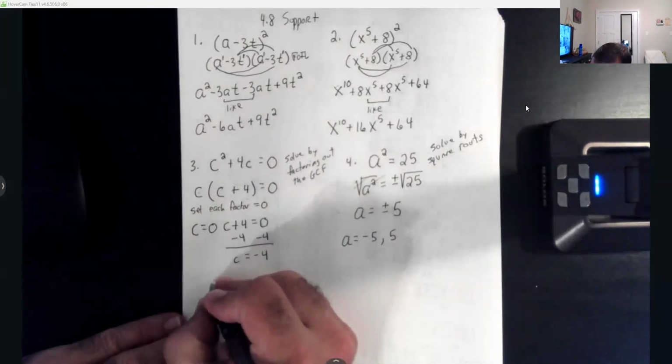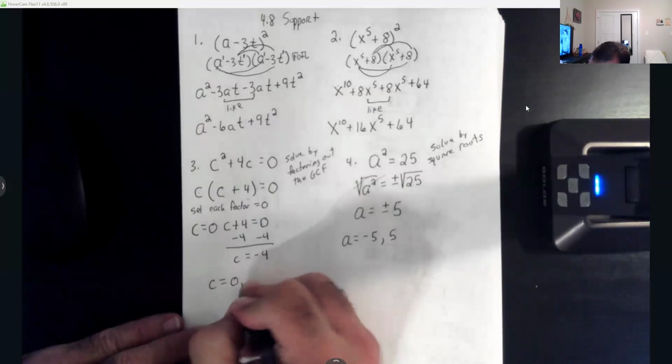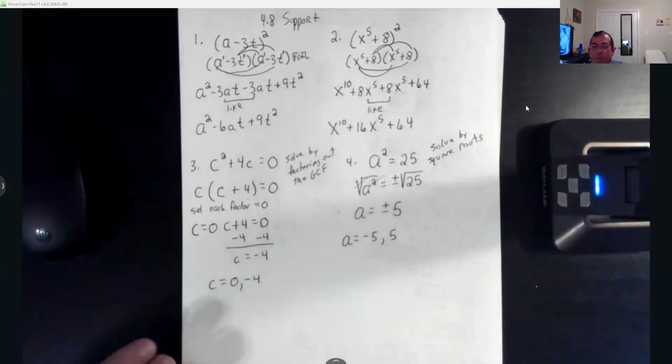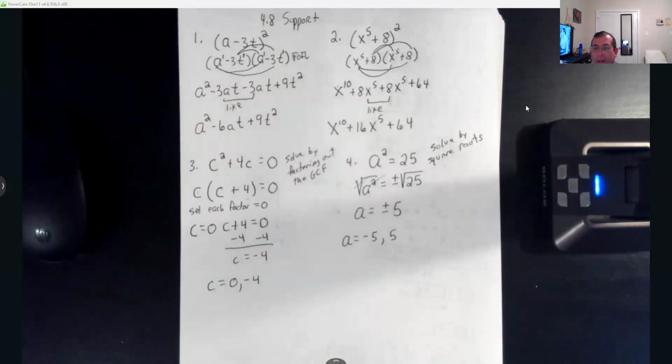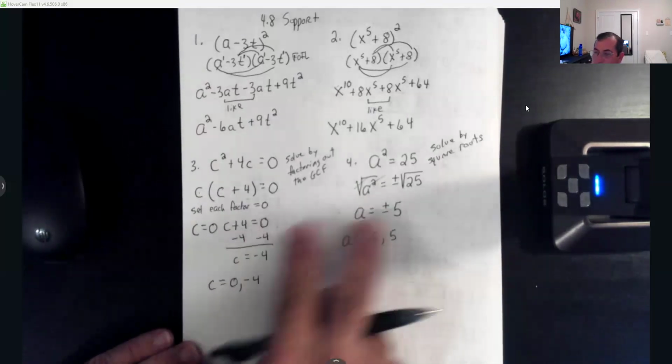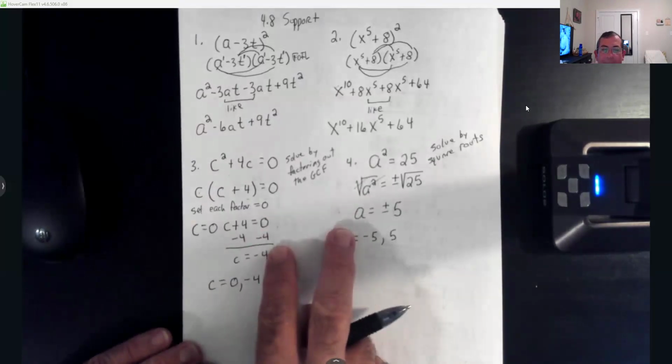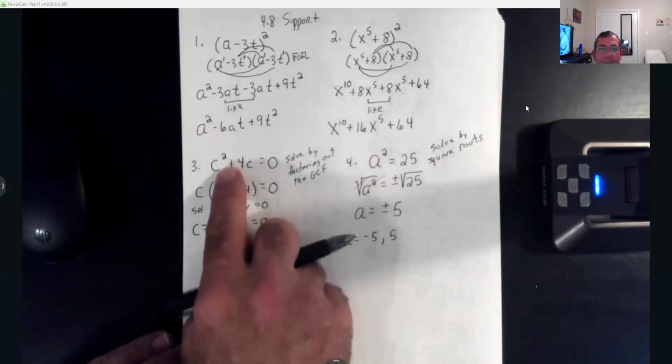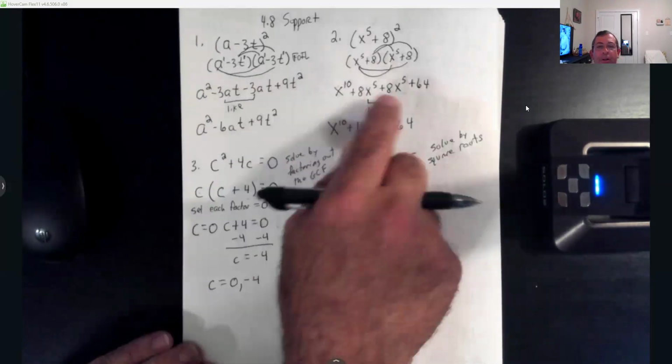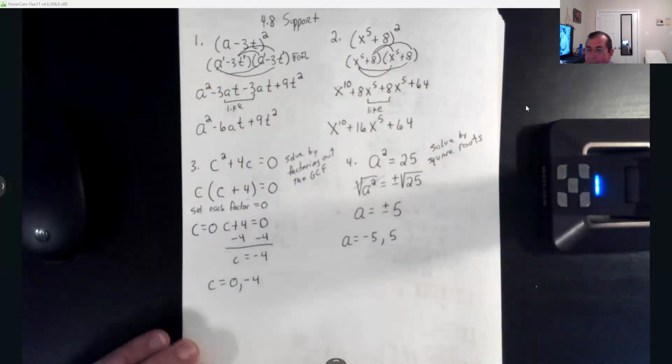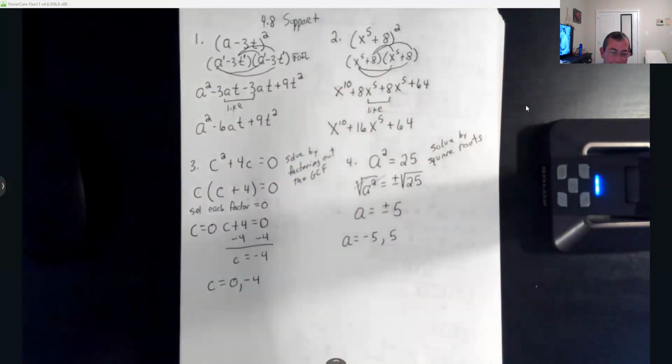Oh, y'all, this one I had what? c equaled 0, comma, -4. So these two were equations. You had to solve them and get two answers for both of these. The first two were just a little bit of foiling practice to get you used to that.